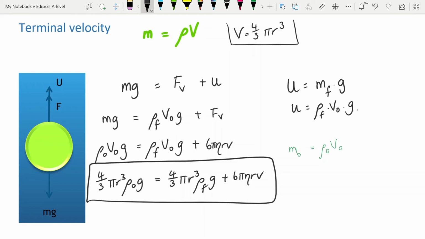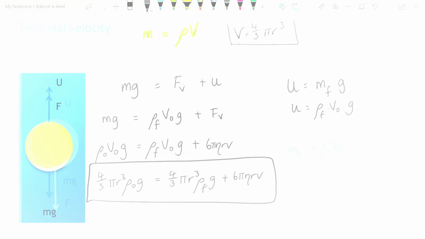Now, of course, that's the very long-winded version of it. You could be given just the volume of the object, in which case you wouldn't have to go down that final step of replacing the volume with its expression there. But from this, of course, depending on what you know, you could find the density of the fluid, you could find the viscosity of the fluid. You just need to rearrange and solve.